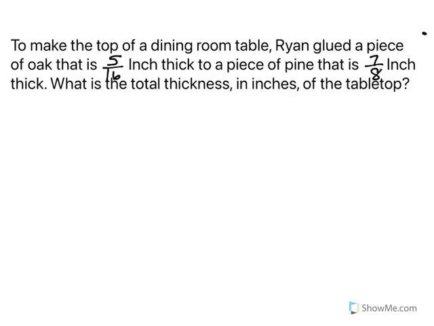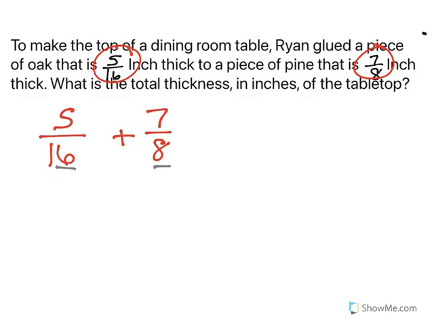Well, we're trying to find the total thickness and we're adding two pieces together, right? We've got this piece of oak and this piece of pine. So if I say, well, let's take the oak, let's add it to the pine. Hopefully, after you write this down, you think, wait, if I'm adding fractions, I have to have common denominators. We can't add fractions that have a different denominator.